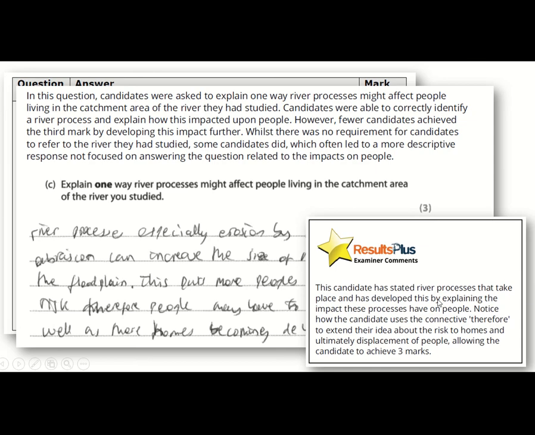So the candidate has stated the river processes, developed it by explaining the impact they have on people, and then they've used connectors like therefore people have to leave their homes. That gave them the 3rd mark, showed you how they access the 3rd mark. So the lesson here is use those connectives.